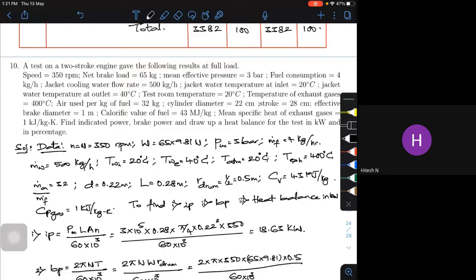So those we call unaccounted heat. Unaccounted heat will be equal to heat supplied minus heat loss due to cooling water plus heat loss due to exhaust gases. So that is your unaccounted heat. Now you try to put everything in a tabular column, what we did for the first problem, and you will be getting the heat balance sheet. So that's what we are trying to do here. So let's do it actually.